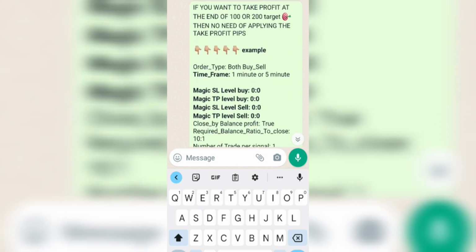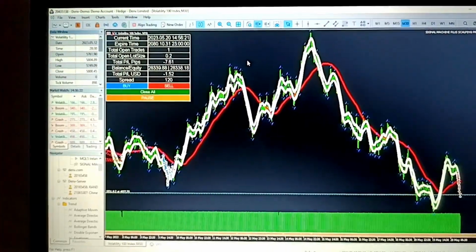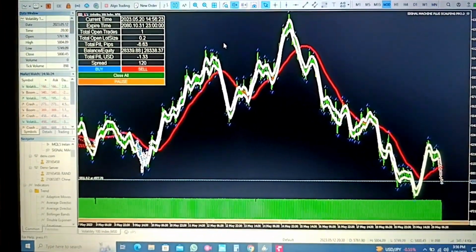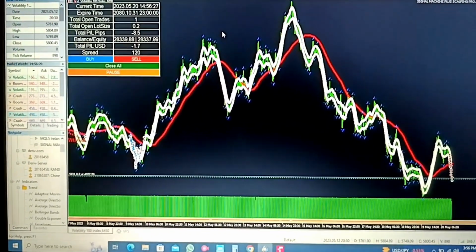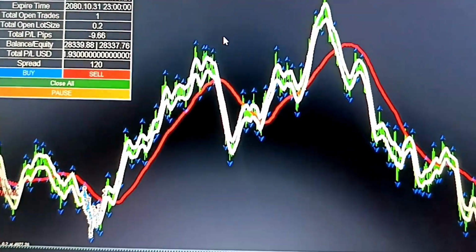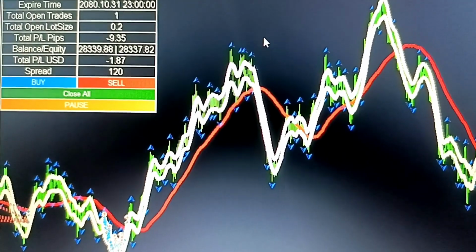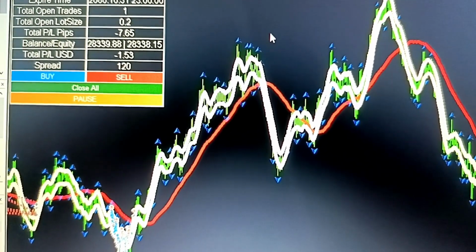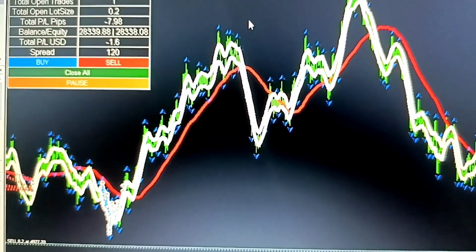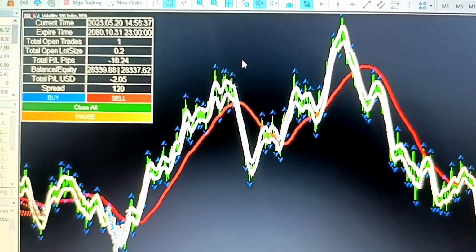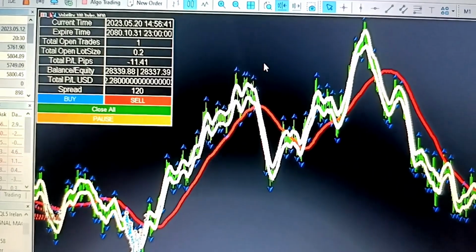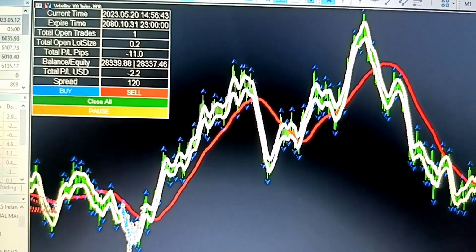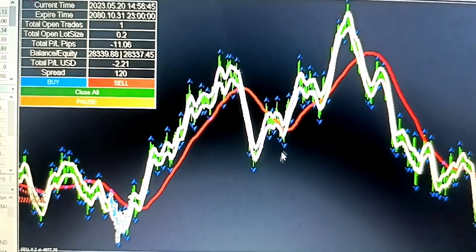So that is it. You can see the setup on the screen. The laptop screen. This is for laptop. This is the setup I'm using for the laptop. So you can see the robot is trading. I'm currently trading a volatility 100 index.